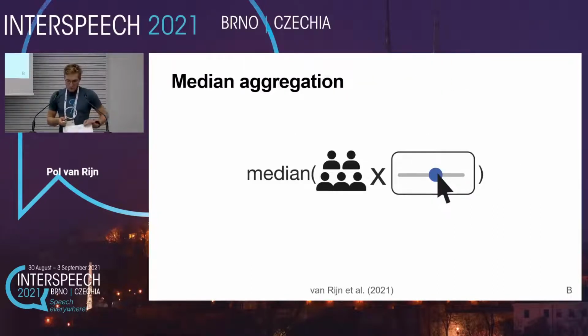The same slider position is shown to multiple participants, in our experiment to 5 people, and we take the median response. We do this because we want to avoid getting stuck in some very extreme part of the stimulus space. The idea is that we only take a very extreme value if it's chosen by multiple participants. Maybe one question that might come up: why median and not mean?